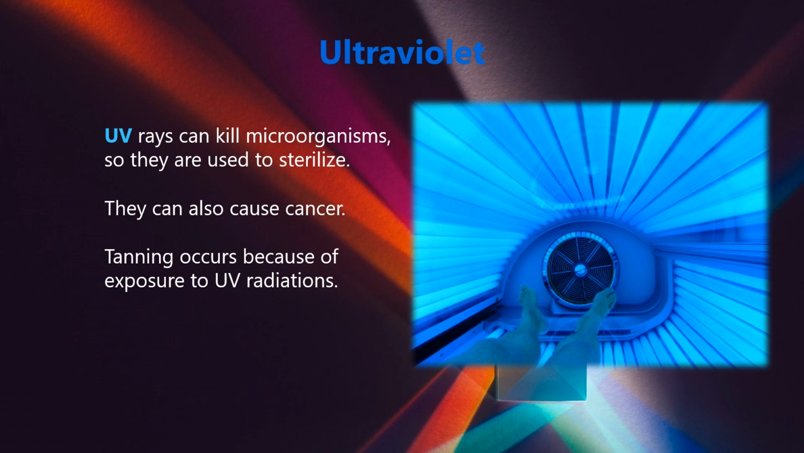When you're getting tanned, you're exposing yourself to UV radiations, and that is why your skin is getting tanned. But that also means that you are exposing yourself to those cancer-causing radiations. One cool thing about ultraviolet radiations is that we can use them to sterilize things because they kill microorganisms.